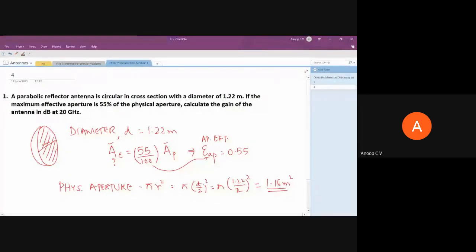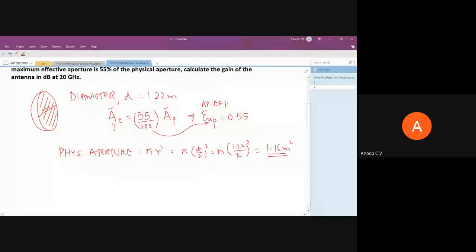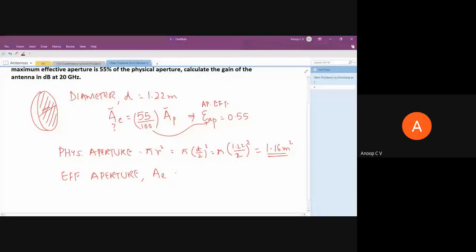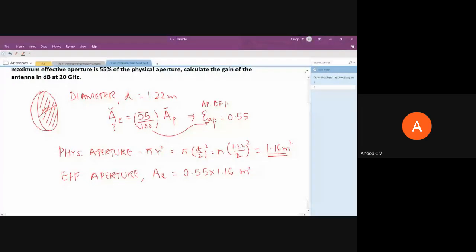So the physical aperture is there. From this we can find out the effective aperture. What will be AE? Effective aperture AE will be equal to 0.55 times 1.16 meter square. What is it?